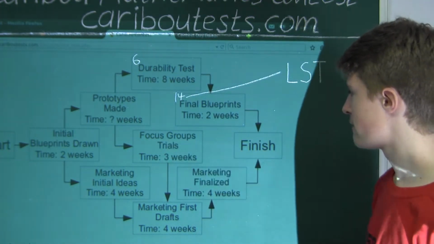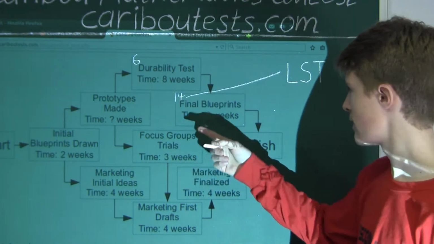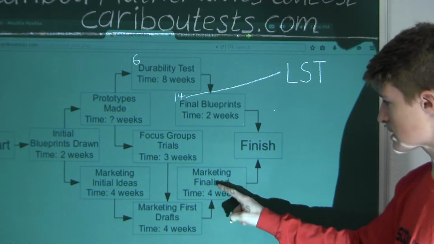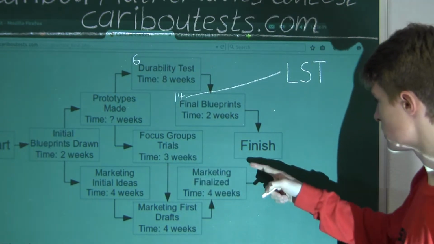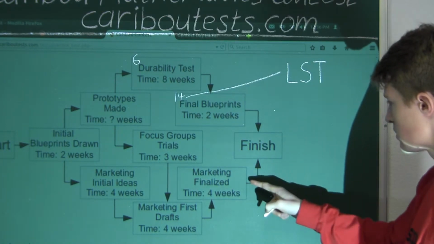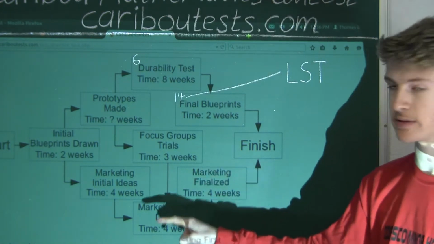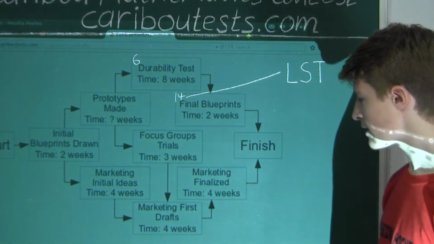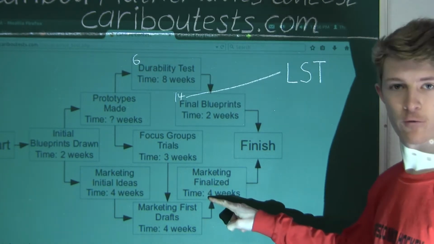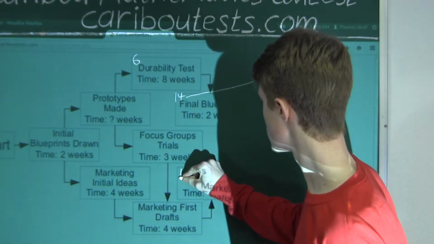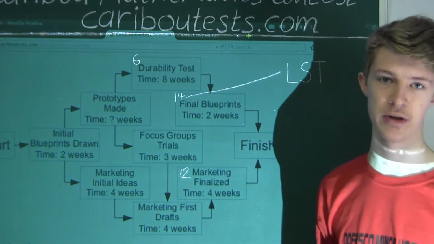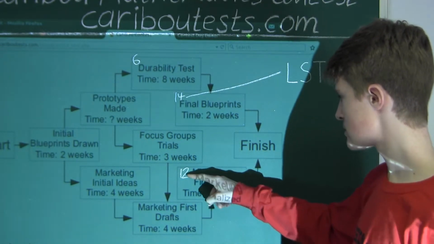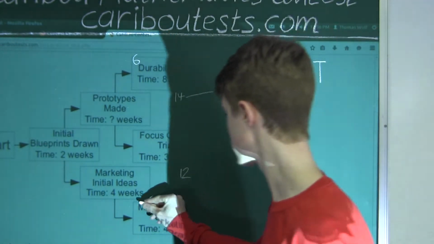But now let's look at focus groups trials. We want to find what the latest start time for that step is. Since these two steps are dependent on that step, we must again start from the finish and then work our way backwards through these steps. So the latest start time for marketing finalized is 16 minus 4 weeks, which is 12 weeks. So it cannot start after 12 weeks. And now for marketing first drafts, the latest start time for that is 12 minus 4, which is 8.